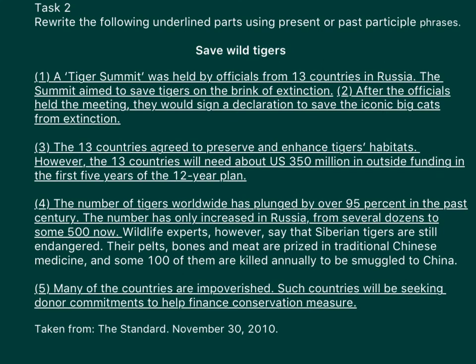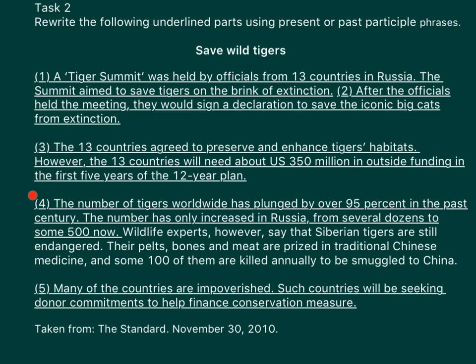After the officials held the meeting, they would sign a declaration to save the iconic big cats from extinction. The 13 countries agreed to preserve and enhance tigers' habitats. However, the 13 countries will need about US $350 million in outside funding in the first 5 years of the 12-year plan. The number of tigers worldwide has plunged by over 95% in the past century. The number has only increased in Russia, from several dozens to some 500 now.